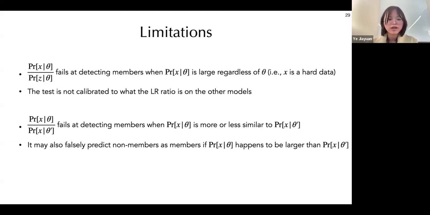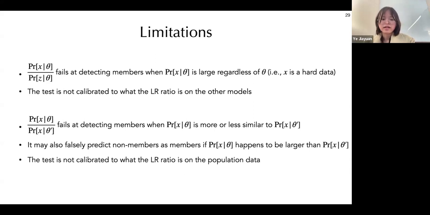Because here theta prime is the reference model, and usually for computation efficiency, you can only train a few reference models, and therefore it's subject to high experimental randomness. In a way, it's saying that due to the randomness in training the model, the decision could be due to the randomness in the training rather than the true membership.